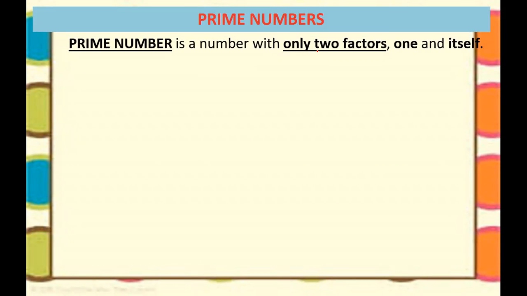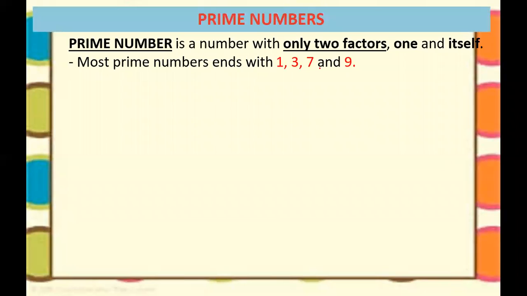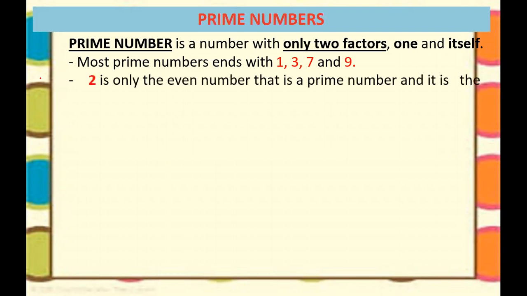Now, as I have explained yesterday, a prime number is a number with only two factors. You have to remember, prime numbers are numbers with only two factors, 1 and itself. You have to remember also that most prime numbers end with 1, 3, 7, and 9. Most, not all. Okay? Then remember, only 2 from all even numbers is a prime number. So that means except 2, all even numbers are not prime numbers. And 2 is the smallest prime number.